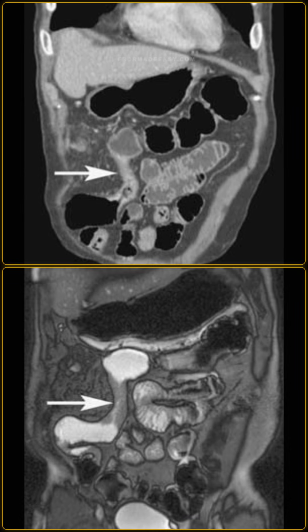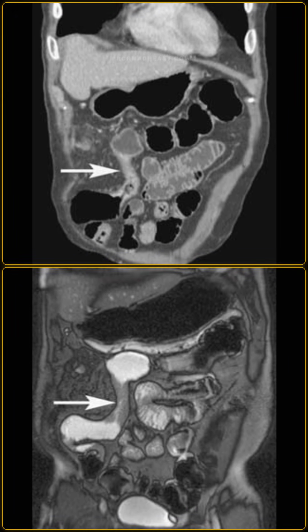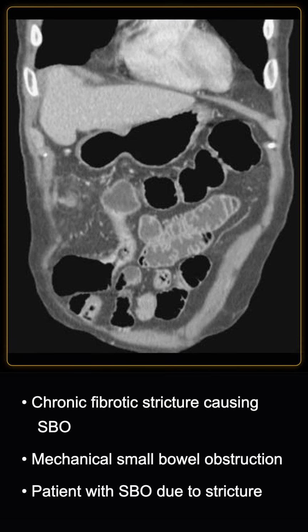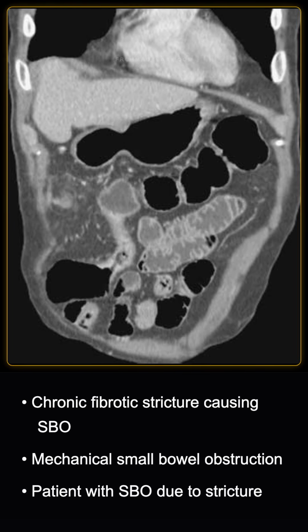What complication of Crohn's disease has this patient developed over the 2-year interval? The patient has developed a chronic fibrotic stricture, leading to a mechanical small bowel obstruction.